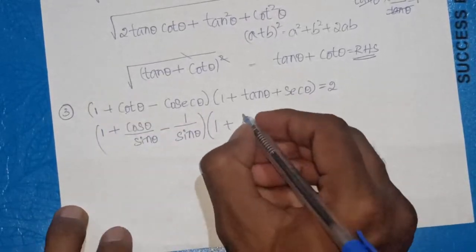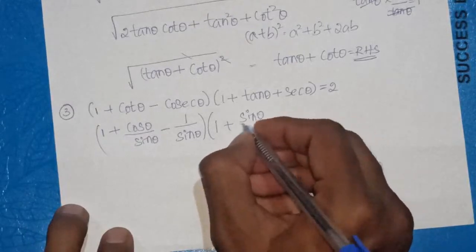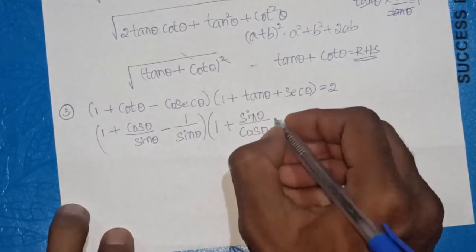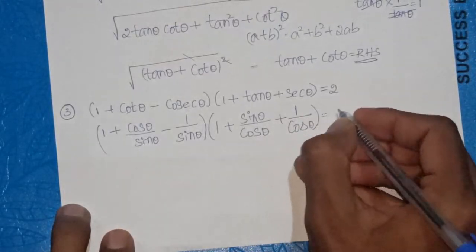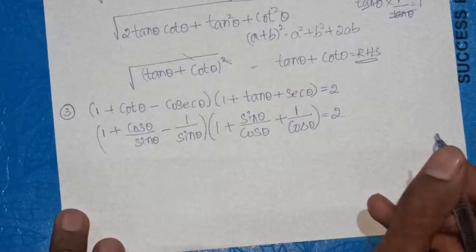1 plus tan theta can be written as sin theta by cos theta, plus secant theta can be written as 1 by cos theta. It will be equal to 2.